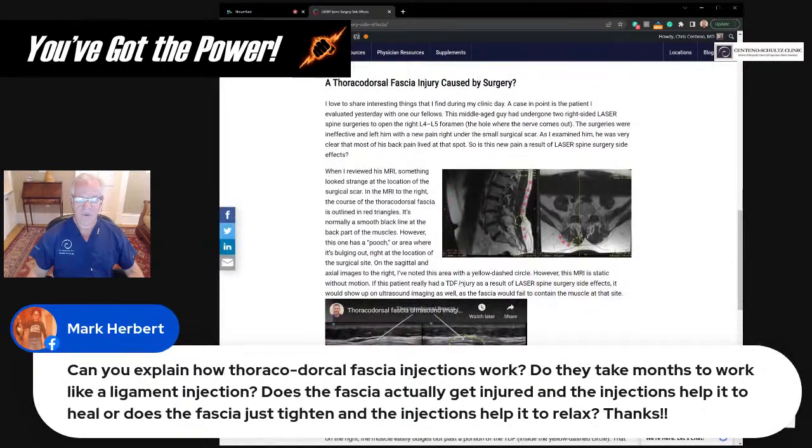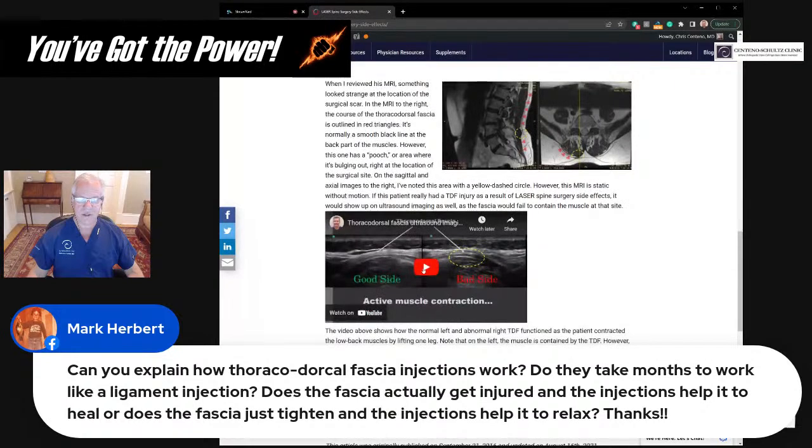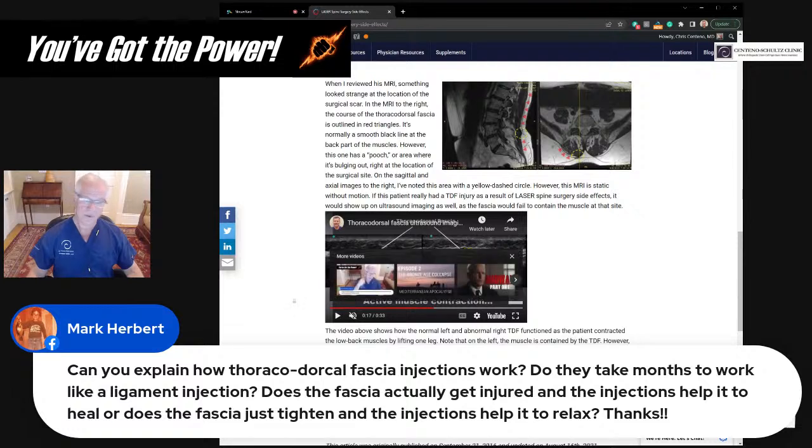Now, what I tried to do here was to show an actual active ultrasound of the good side and the fascia holding in the muscle, but the bad side allowing this area in here to pooch out. So that's what it looks like dynamically. Now, for treating thoracodorsal fascia, it could be for something like that. It could be because there's rotation on one side of the vertebra.